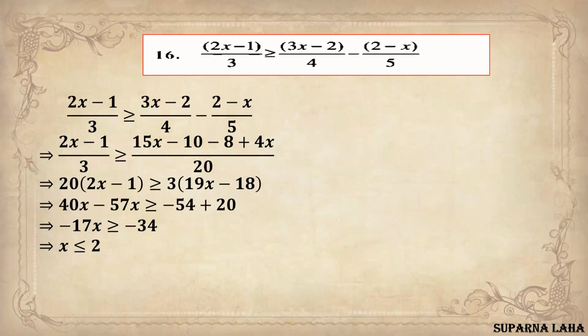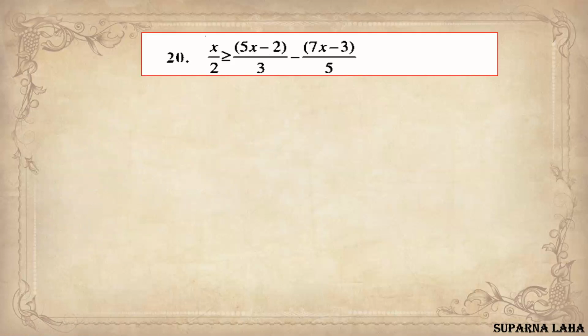That means all the real numbers less than or equal to 2, that is, it may be equal to 2 or smaller than 2, are the solution of this inequality. Clear? So, moving to the next one.